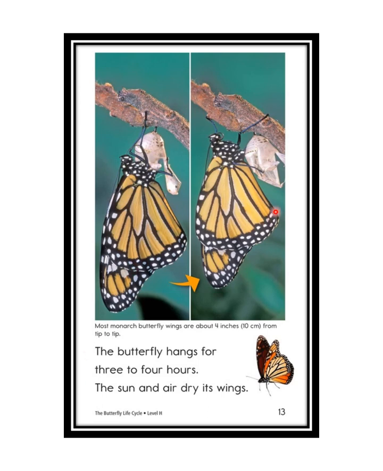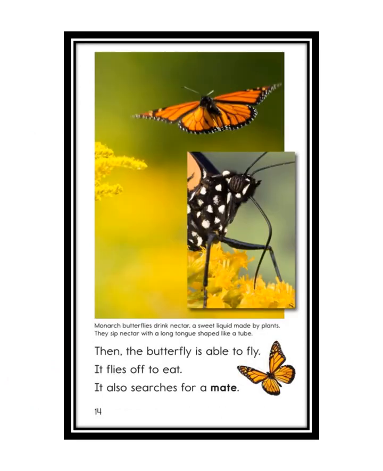How beautiful they are. The caption says most monarch butterflies' wings are about 4 inches or 10 centimeters from tip to tip. Then the butterfly is able to fly. It flies off to eat. It also searches for a mate. Here you see the butterfly flying off. He's searching for his mate.